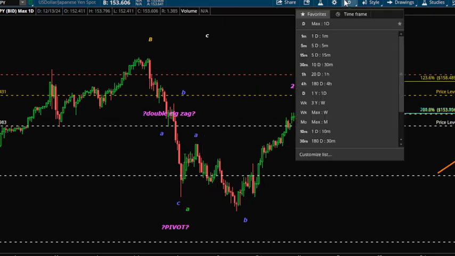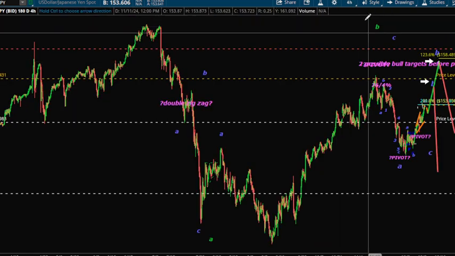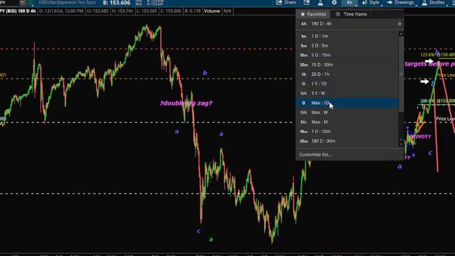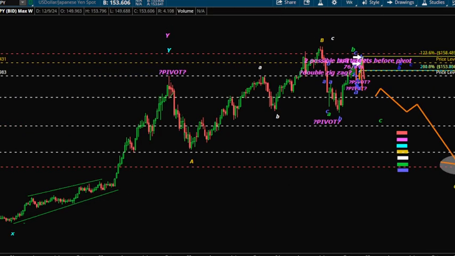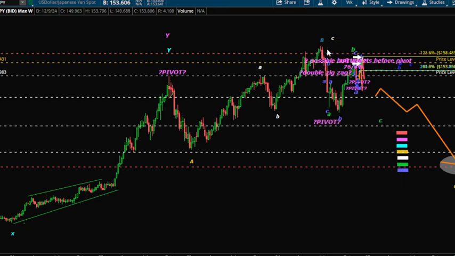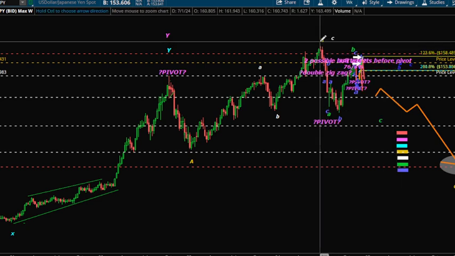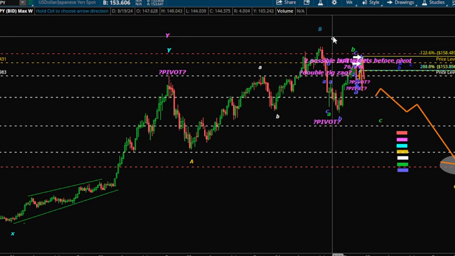Trying to figure out, sometimes these letterings get all messed up that I erased and then they didn't get erased. One second here. Let me go back to the weekly. See if I missed something here. Oh, okay, yeah. This C goes inside this minor leg B. When you zoom into a different time frame, sometimes they move on you and it messes you up.